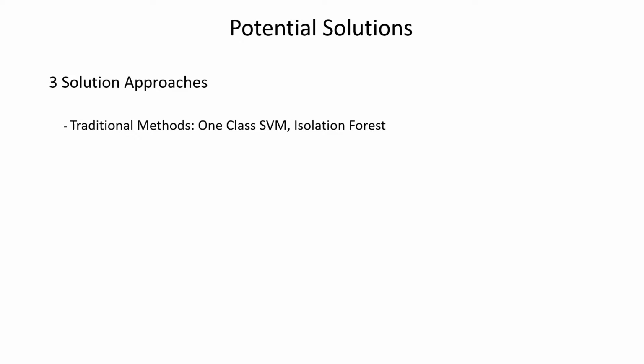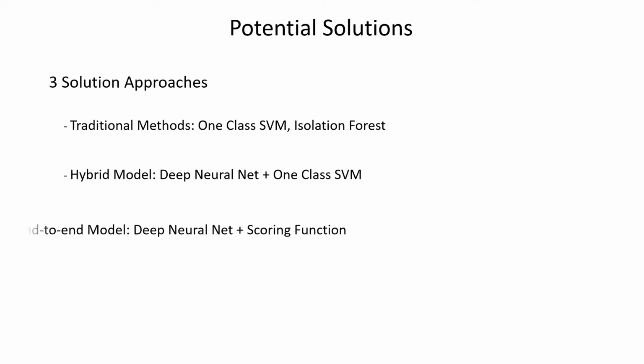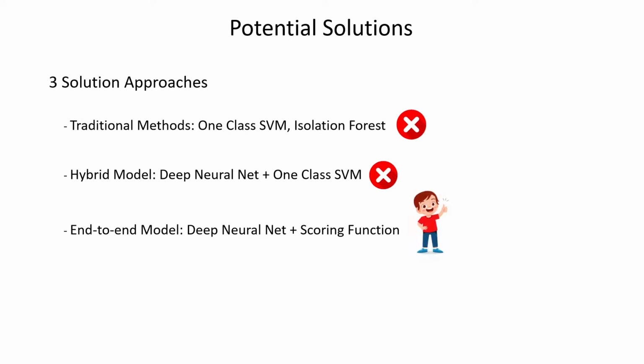To overcome these challenges, we streamlined our problem to 3 solution approaches. First, we used traditional machine learning methods of one-class classification such as one-class SVM and isolation forest on the raw data. Second, we used hybrid networks where we trained a deep neural network and extracted features from it for our one-class classification algorithms. And finally, we trained an end-to-end deep neural net and used a scoring function along with it to give abnormality predictions. Of all the approaches, the end-to-end network performed the best, and that's what we use in our framework. We will now provide a complete overview of our framework.